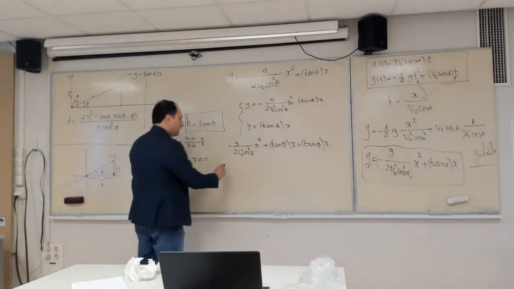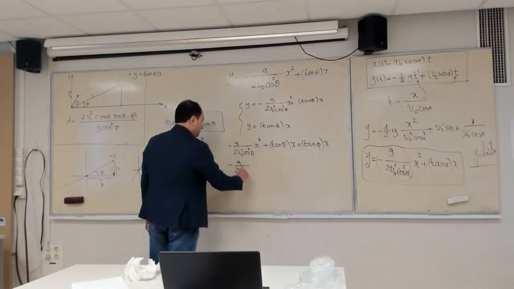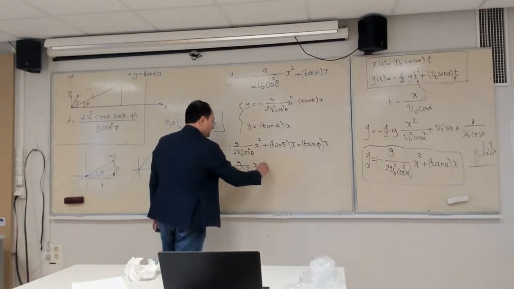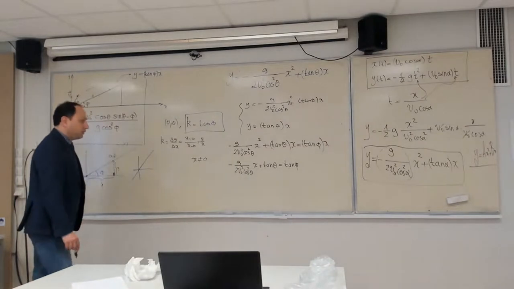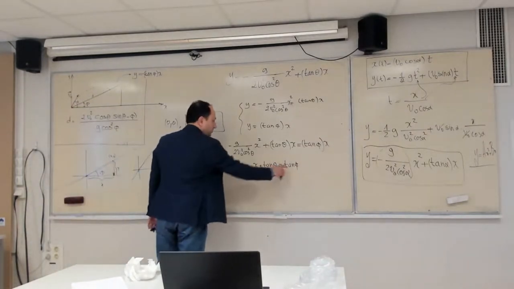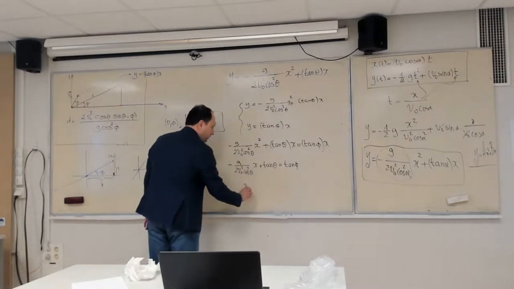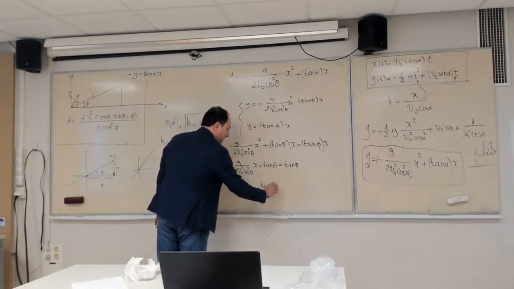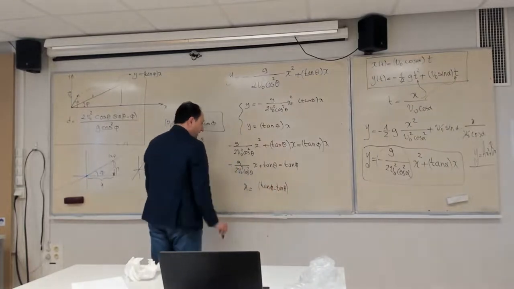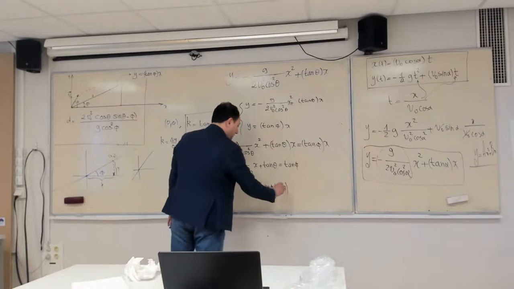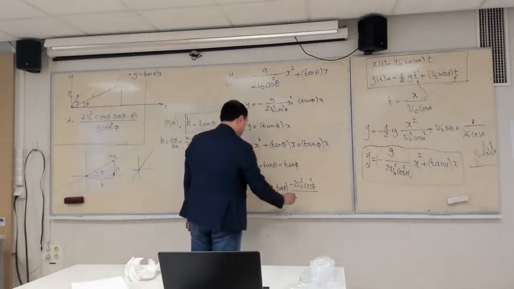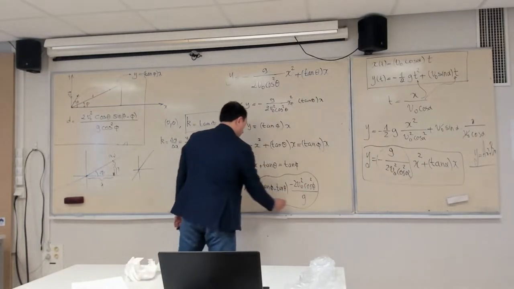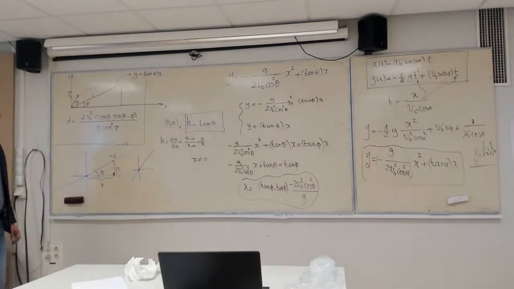Okay, so I divide by x, so it becomes minus g divided by 2 v naught squared cosine squared theta x plus tangent of theta, equals tangent of phi. But I am looking for x, so I need to move it to the right-hand side. Let us just do it in one go. So it becomes tangent phi minus tangent theta, multiplied by the reciprocal of this number, so it becomes minus 2 v naught squared cosine squared theta divided by g. Yes? So that is the x coordinate.